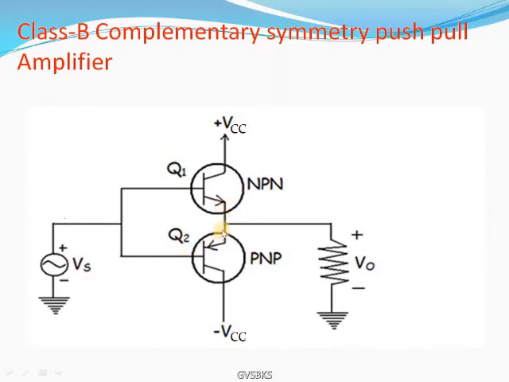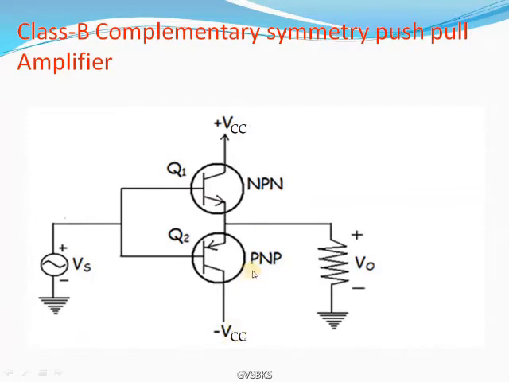Both emitters are joined here and then given to the load resistor. Therefore, we are taking output across the emitters of these transistors, which means that these two transistors are in CC configuration, common collector configuration. As we are using common collector configuration, there is no problem of impedance matching. We are using two supply voltages, one is plus VCC, another one is minus VCC. The plus VCC is the supply voltage for the NPN type transistor, and minus VCC is the supply voltage for the PNP type transistor.